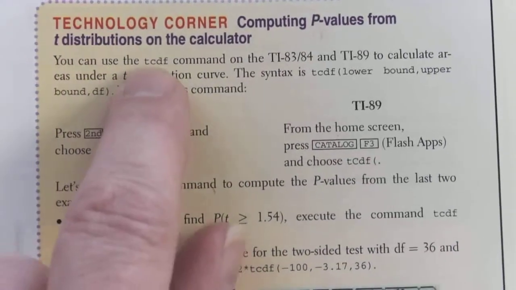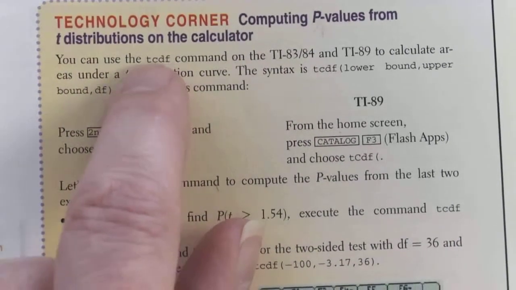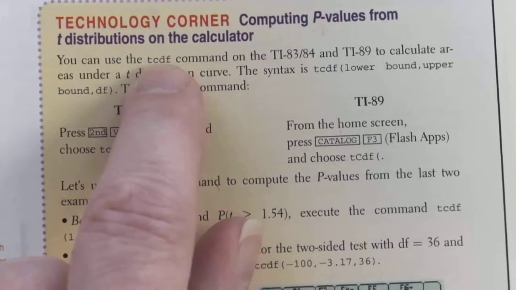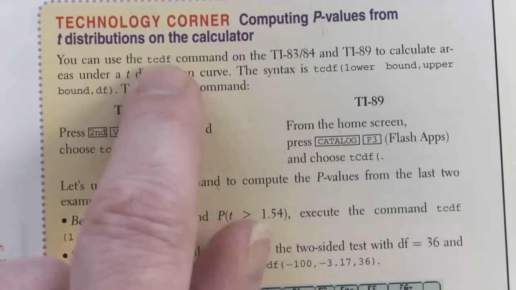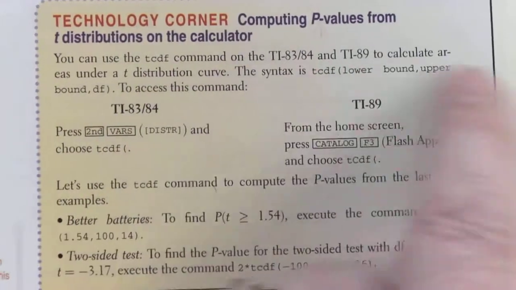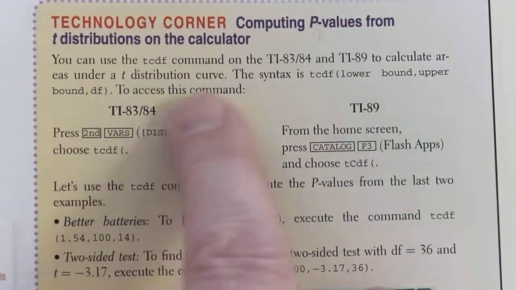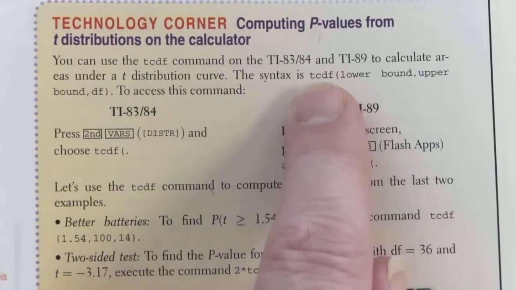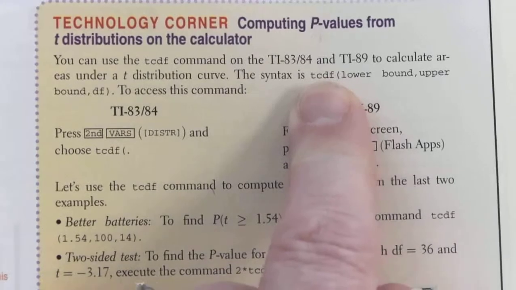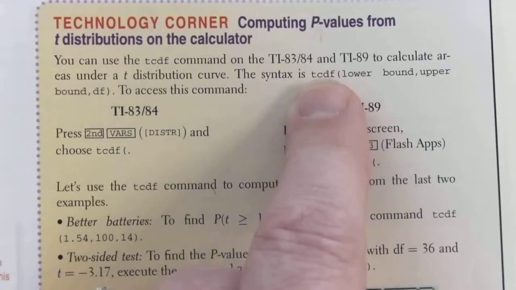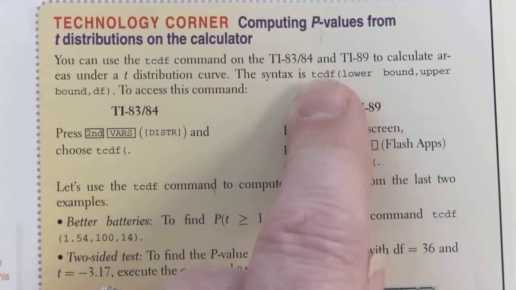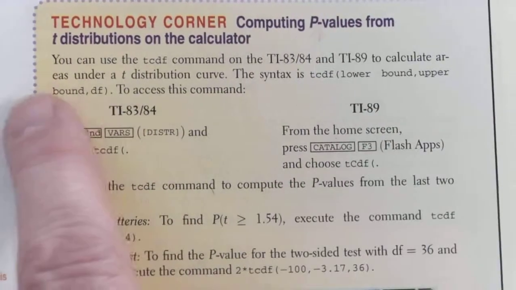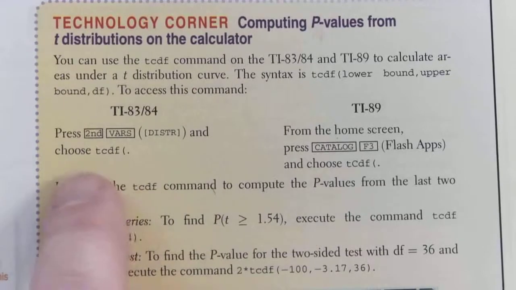You can use the t-CDF, so that's for the t-distribution, and we're talking about an area under a curve. That's why it's CDF and not PDF. On either one of these, this is how to do it. If you're using the solid black calculators, which I think is just the TI-84, I don't think it has a plus on it, I can't remember. It asks for lower bound, upper bound, and then degree of freedom.